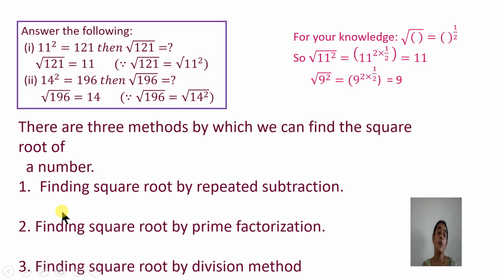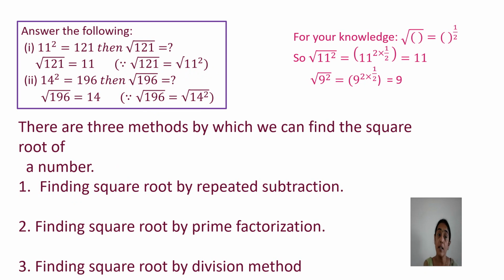So similarly, root of 25 you can directly write as 5. Root of 36 you can write as 6. But these are the smaller numbers. You know the squares of numbers 1 to 20, so you can easily find their square roots.